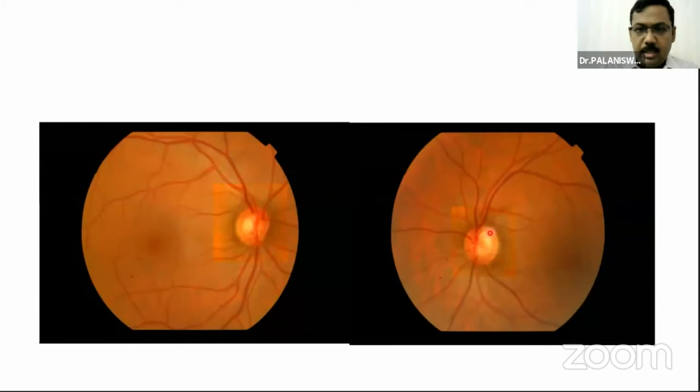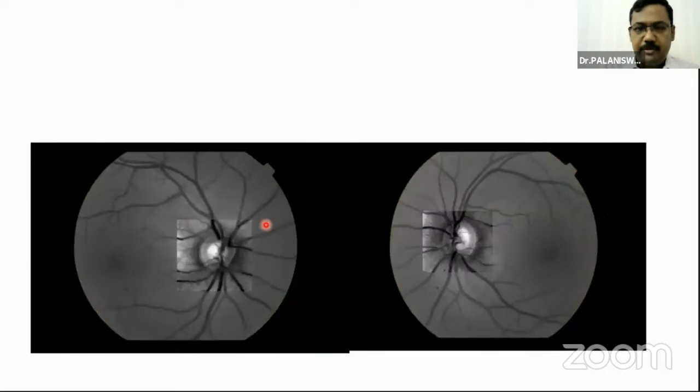There's an early notching in the superior neuroretinal rim. The right disc looks near normal. Again, this is the red-free photograph where you can appreciate the notch.